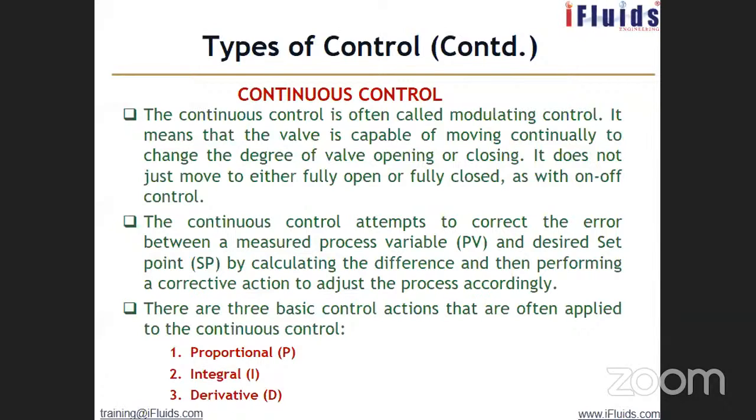Okay, we keep a set point for the variable, and the sensor measures the variable and brings the measured value. The controller compares the two values, the measured value and the set point. The difference is called the error. That error is the driving force for actuating the valve.